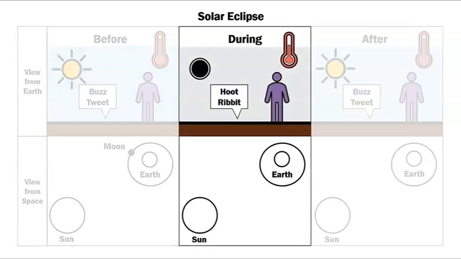Where should we draw the moon during an eclipse? During an eclipse, the moon blocks the sun. Do you think we should put the moon directly between Earth and the sun? Yes, let's draw the moon here.